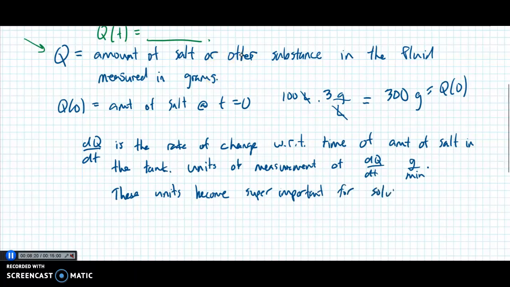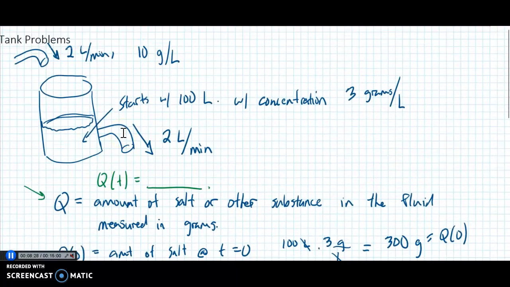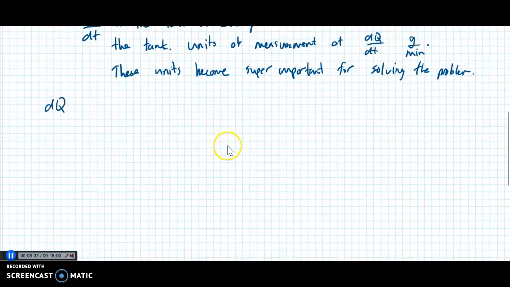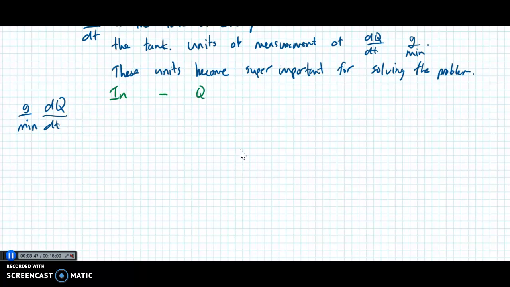for solving this problem. Okay, so let's do it. Let's set it up and solve it. So dQ/dt. Remember, it's grams per minute. I am going to look at what comes in, in grams per minute, and then I'm going to take out grams per minute. So I'm looking at the in rate for this problem minus the out rate for this problem.